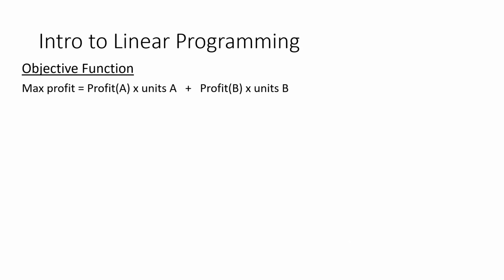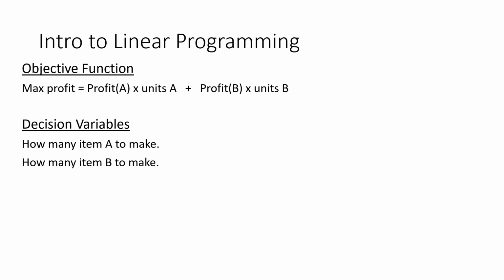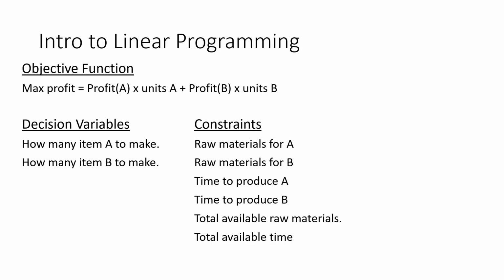The objective function is to maximize the profit. This is described mathematically simply as the maximum profit is equal to the profit of unit A times the quantity of unit A plus the profit of unit B times the quantity of unit B. The decision variables are how much of each product to make. And lastly, we have the constraints. As described before, both A and B require different amounts of raw materials and time to produce. And our constraints require that there be a total amount of time and a total amount of raw materials to consume to produce those units.